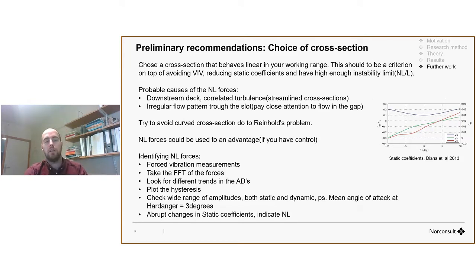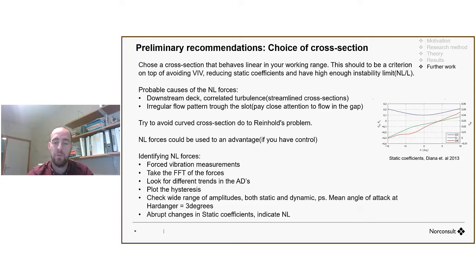And then, how to identify some of the nonlinear forces: I recommend using forced vibration measurements and taking the FFT of the forces to see if they have superharmonics. And look at the trends when you have identified the aerodynamic derivatives. Look at whether you see more trends than just one clear path. Plot hysteresis as shown today, and check a wide range of amplitudes and angles of attack to see if the cross section is nonlinear.